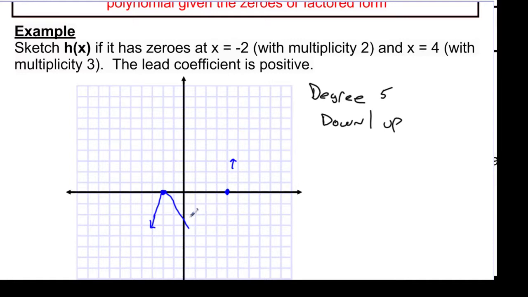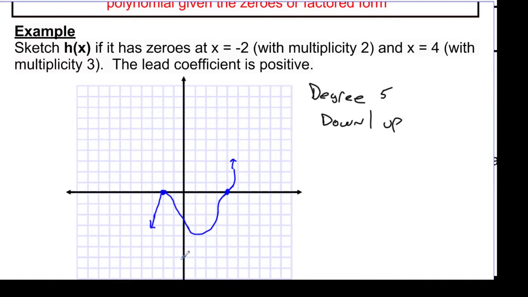I can do the same thing at 4. Eventually this is going to have to head back up to 4, and here's the way it's got to look at 4. A cubic function kind of goes straight through, but then it's got a sharp turn at the end that heads back up. So a cubic function would look like that, which means I'm going to need some other kind of curve in here to connect those two pieces together. So I know my graph looks like this.